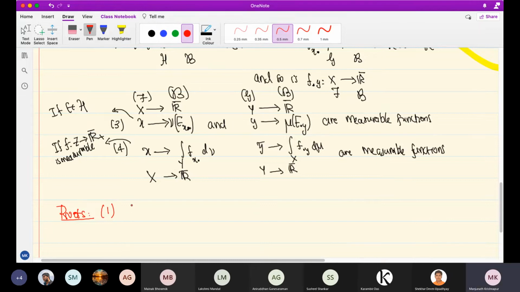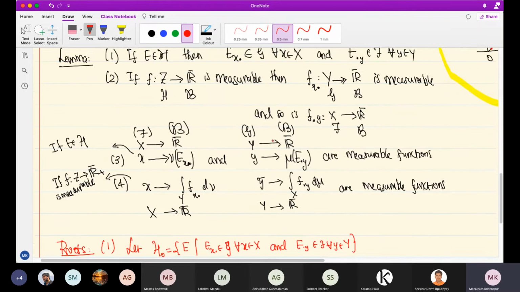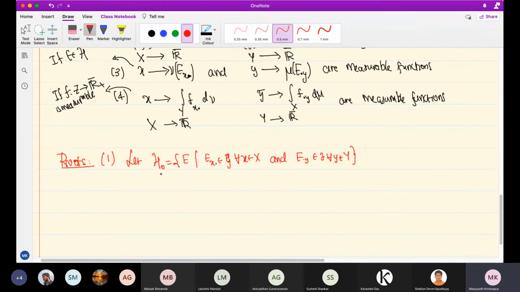So let... what else? E, F, G, H are taken. So let's call it H naught, the set of all E such that E_x· belongs to G for all x in X, and E·_y belongs to F for all y in Y. So you just look at all those E which have the property that you want. Now let's look at that collection and what does that collection tell me.